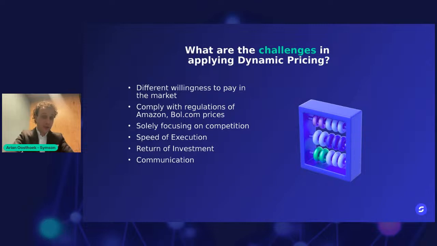We point out some more challenges we see with dynamic pricing. The first one is different willingness to pay in the market. Right now in the economy we are dealing with inflation all around the world, and in some countries this leads to a recession. In some countries it doesn't lead to a recession. So the willingness to pay per consumer really depends on the economic conditions. It's also important that you can apply your dynamic pricing with this willingness to pay. So you need technology, and also AI technology, that can help you determine the willingness to pay for each product. That's a challenge we see in the market when applying dynamic pricing and fully focusing on the competition.